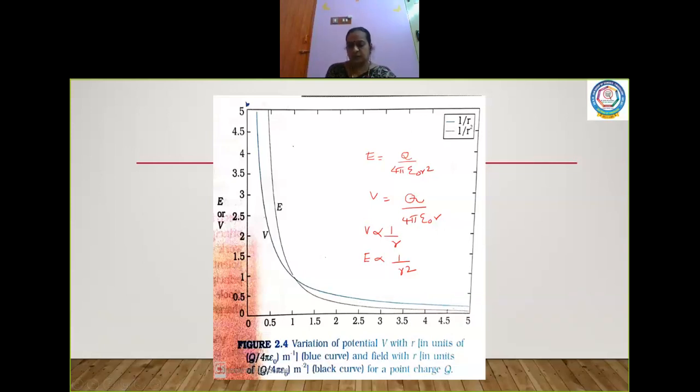So it depends. Suppose for a distance of 1 centimeter, the potential is 10 volt. For the distance of 2 centimeter, the potential will definitely decrease. Let us say it is 5 volt. So when the distance is increasing, potential will be decreasing, right? Now this is with respect to variation of potential with distance.